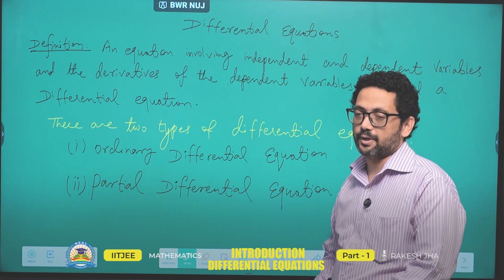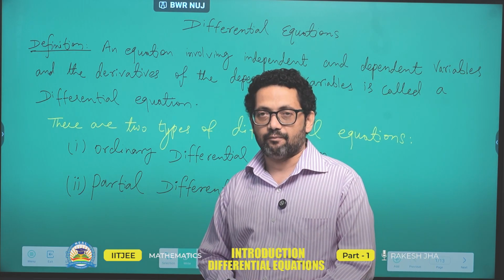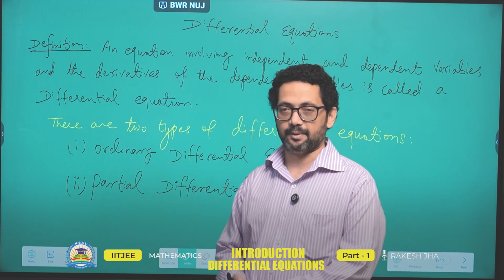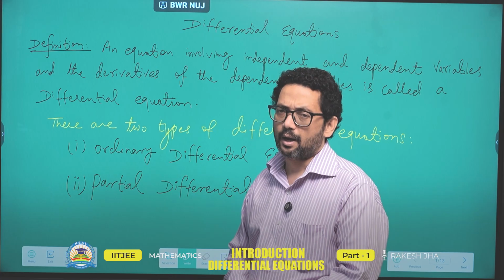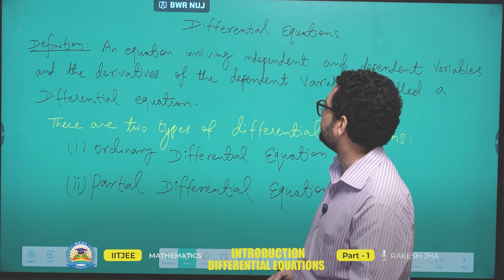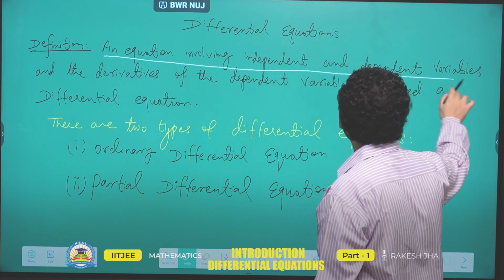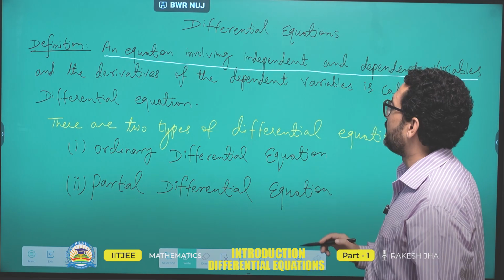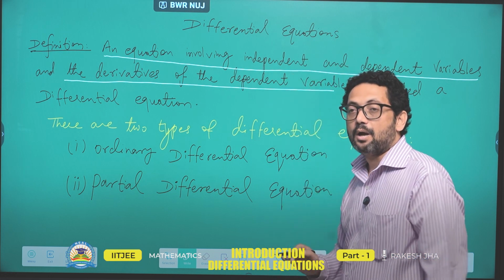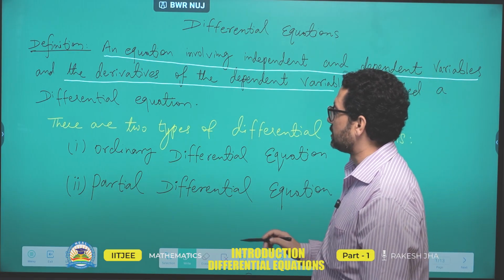So in a differential equation, as the name itself suggests, it's a kind of equation that involves independent and dependent variables. So x and y may be the dependent and independent variables, and the derivative of the dependent variable. As the definition says, an equation involving independent and dependent variables and the derivatives, that is the differentiation of the dependent variable, is called a differential equation.